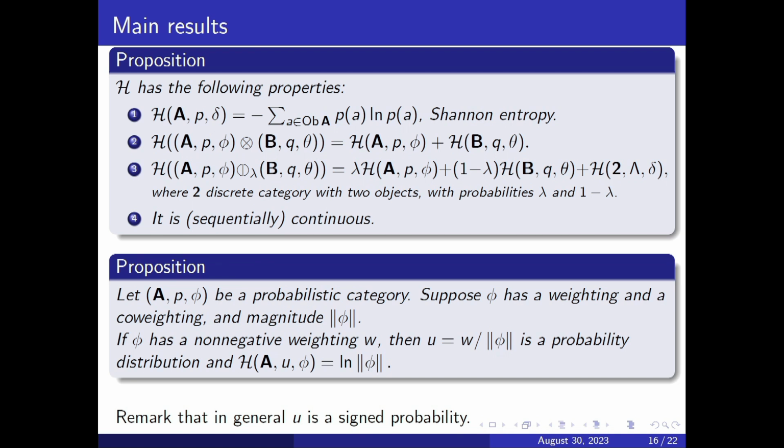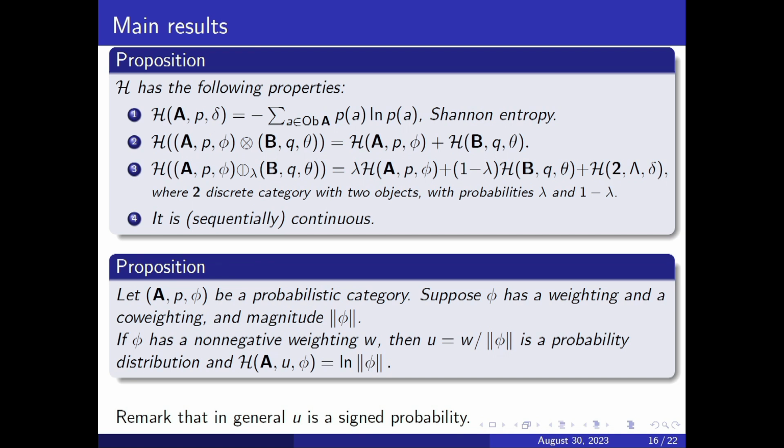And there is also this part, which is if you have a triple, and this function phi has a weighting and a co-weighting. Again, weightings and co-weightings can be defined for any matrix, not necessarily the zeta function. So suppose that phi has a weighting and co-weighting, and a magnitude of phi. Then if phi has a negative weighting, the normalized weighting is a probability distribution.